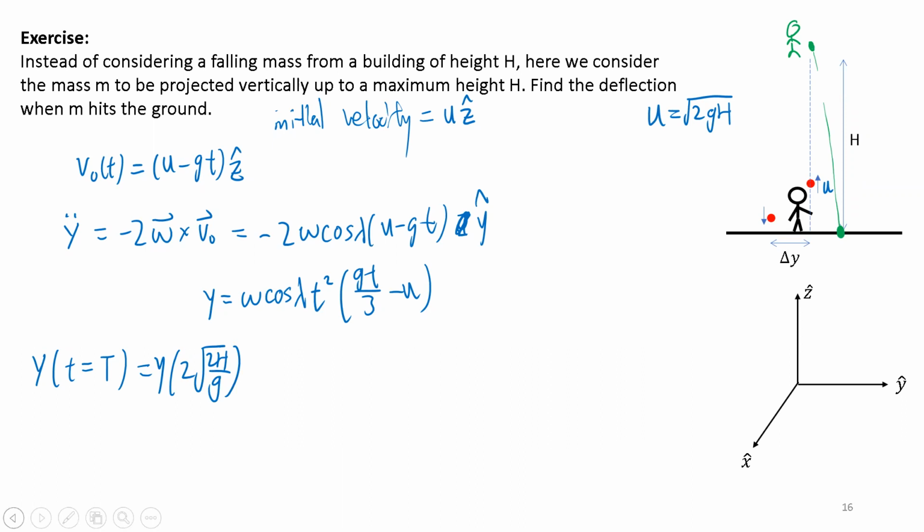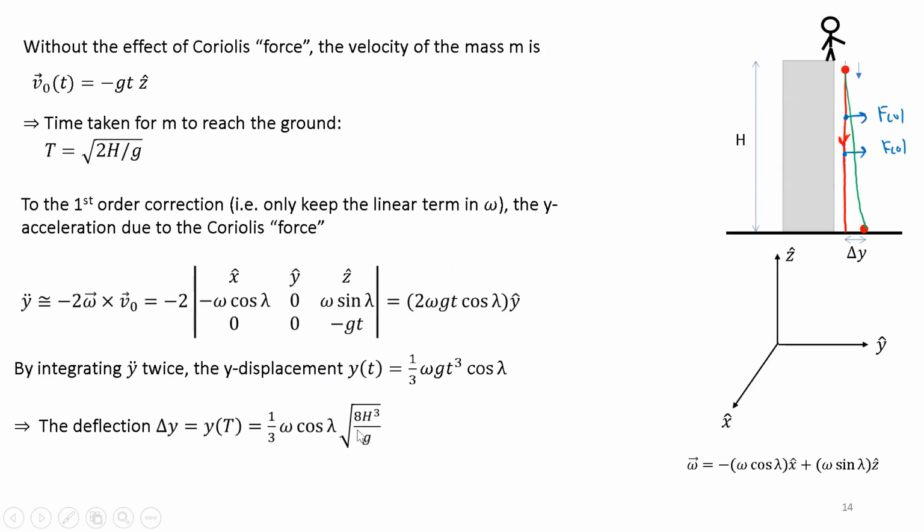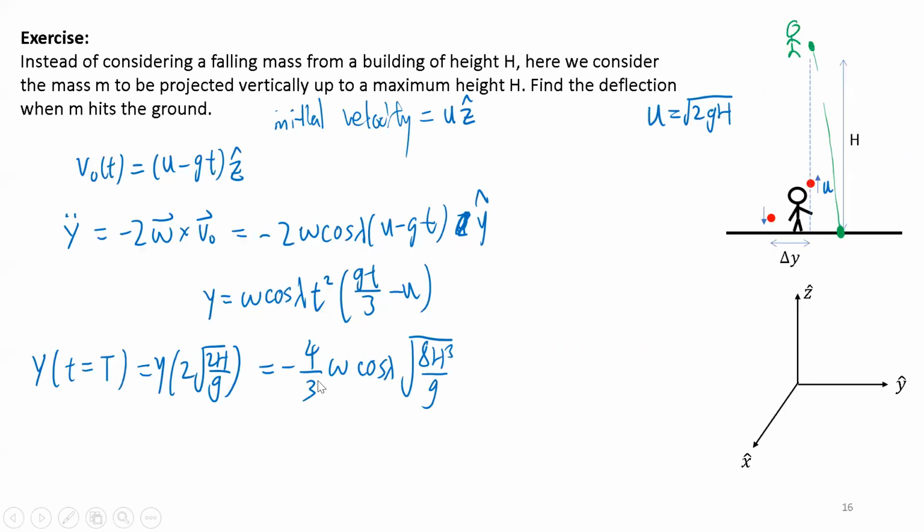And again, you can work out the math by yourself, but at the end, this is the answer. Here you can see that you have a minus sign in front, whereas compared to this one, you have a positive sign. So that explains why you have the deflection to the other side.